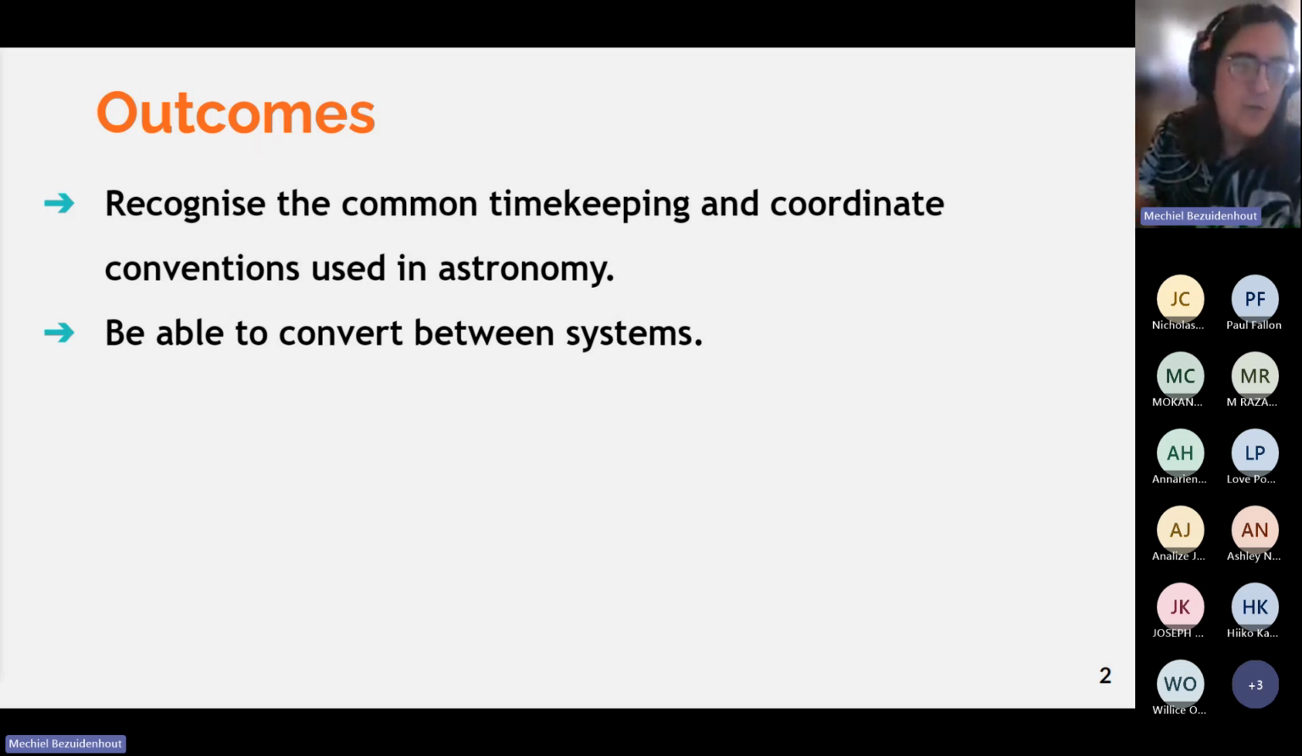People just give you these coordinates or these time codes, and you're kind of just expected to pick up exactly what they mean. So I'm hoping to demystify some of that a little bit so that you can recognize some of these systems that we use in astronomy and be able to recognize when they are used, how they are useful, and in what occasions they are not, and be able to convert between them when you need to.